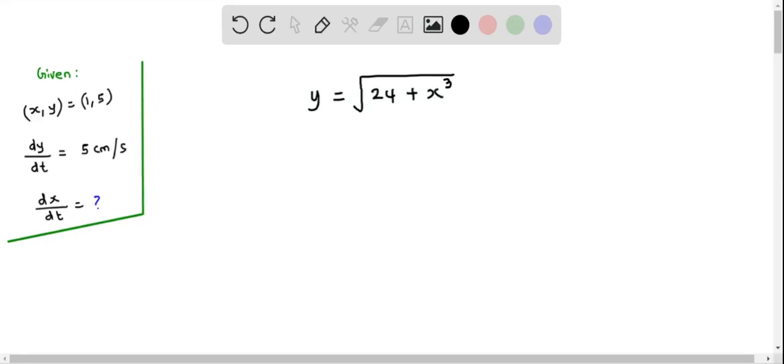We are given that the particle moves along the curve given by the equation y equals the square root of 24 plus x cubed. As the particle reaches the point (1, 5), its y coordinate is changing at the rate of 5 centimeters per second. So mathematically, I have written this as dy/dt equals 5 centimeters per second.